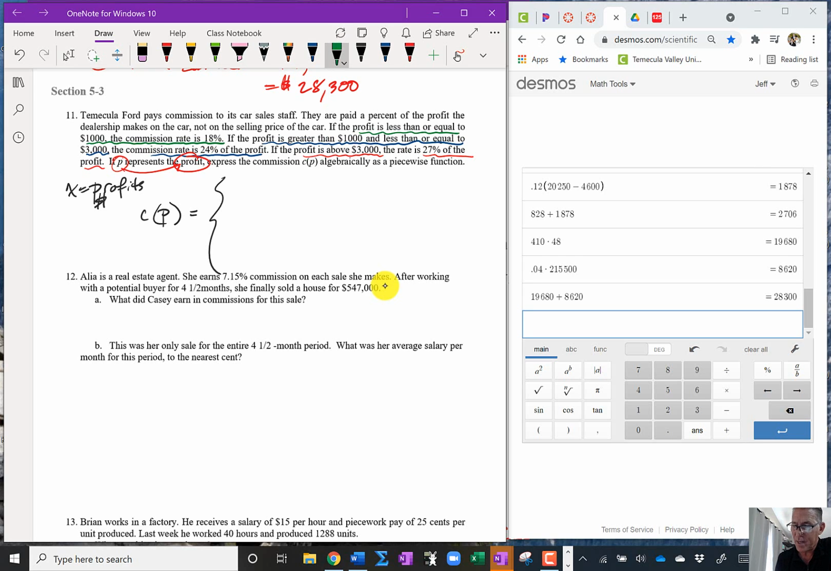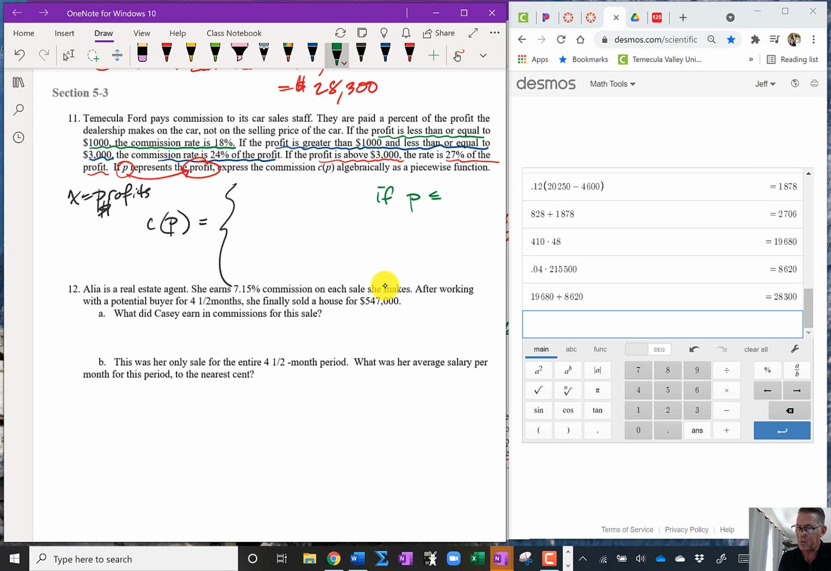So you take 18% of the profit. You always multiply by the percentage. 18% is equal to 0.18. So you always take the percentage, 18%, and multiply it by the profit. That's the case if P is less than or equal to 1,000. Now the second case is this: if the profit is greater than 1,000 and less than or equal to 3,000, the way you write that is this.